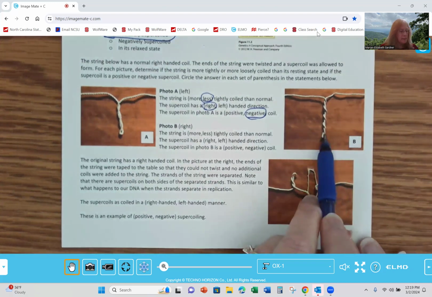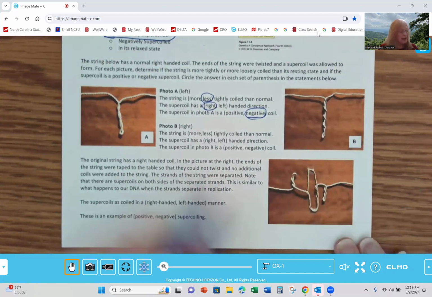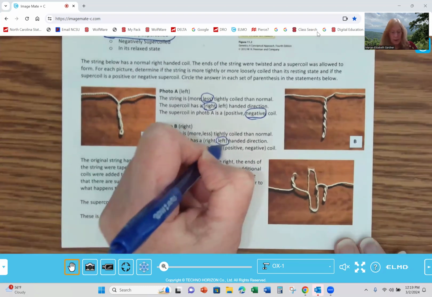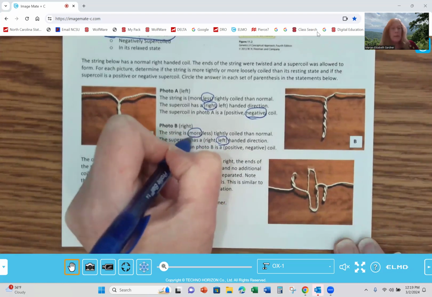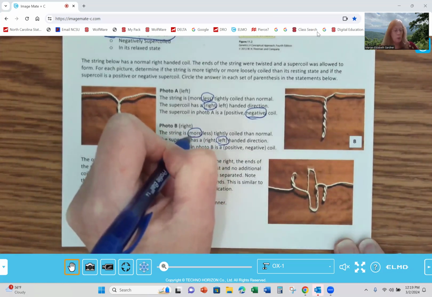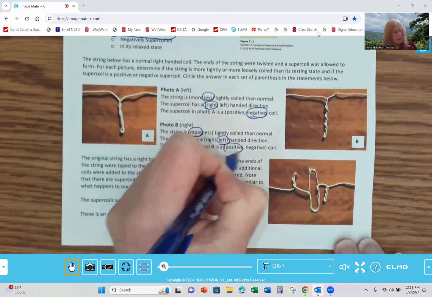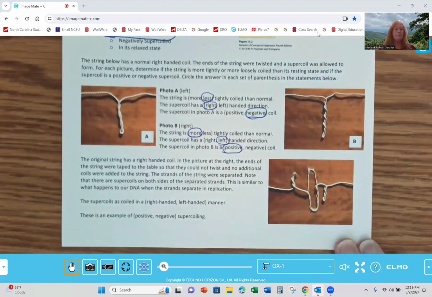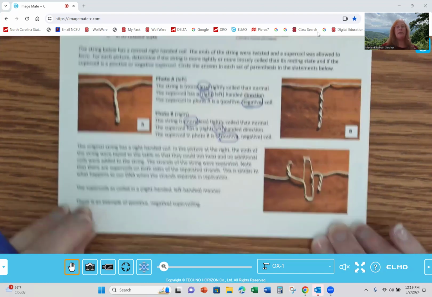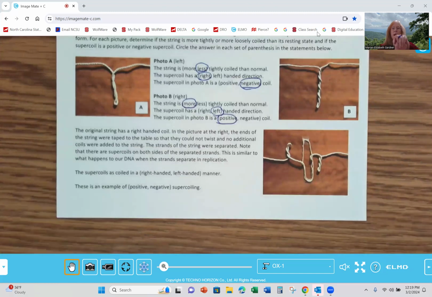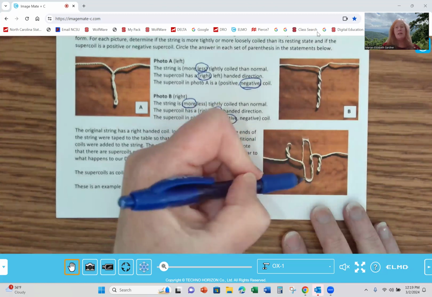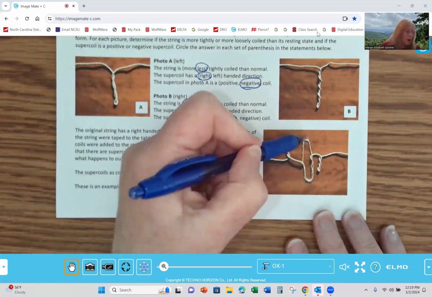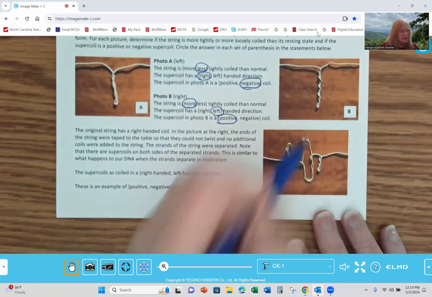Now let's look at figure B. This supercoil is going in a left-handed manner. That's telling me that the string is more tightly coiled, it is overwound, and I have a positive supercoiling going on. And you say, well, when does this happen? One time this happens is during replication. In replication, the strands have to come apart. And that's what I've tried to show here. My string had 3 strands, so I pulled one separate from the others. But that's the same sort of idea.